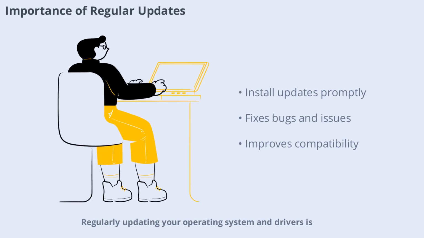Regularly updating your operating system and drivers is crucial for maintaining a stable and flicker-free display. Updates often include fixes for known bugs and compatibility improvements. Set your system to check for updates automatically and always install recommended updates to keep your laptop running smoothly.